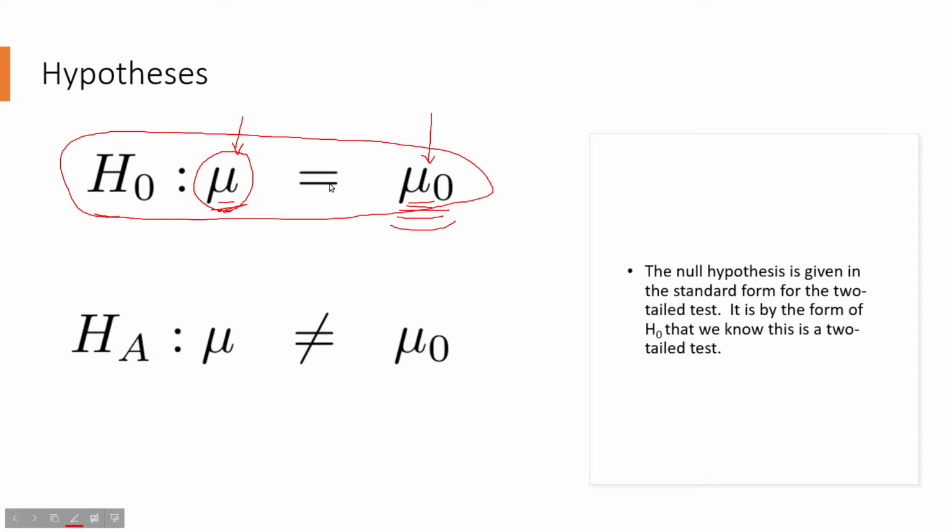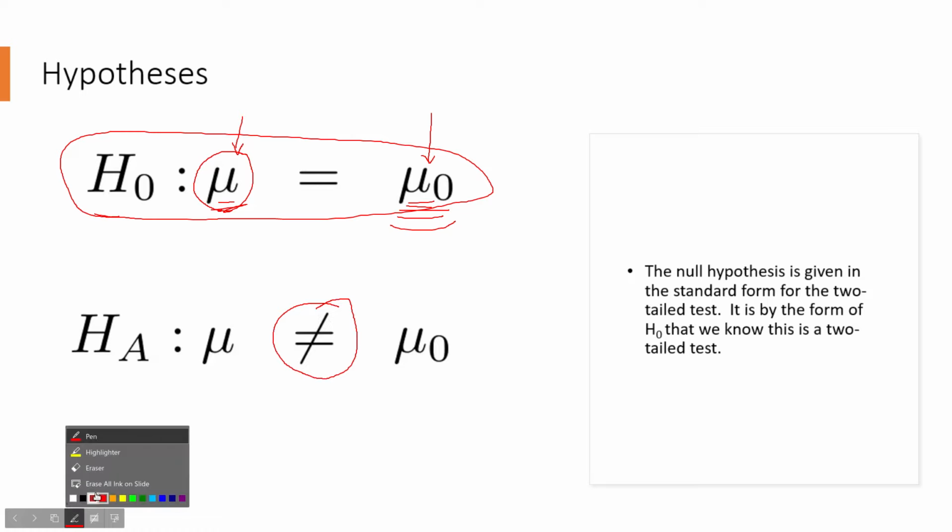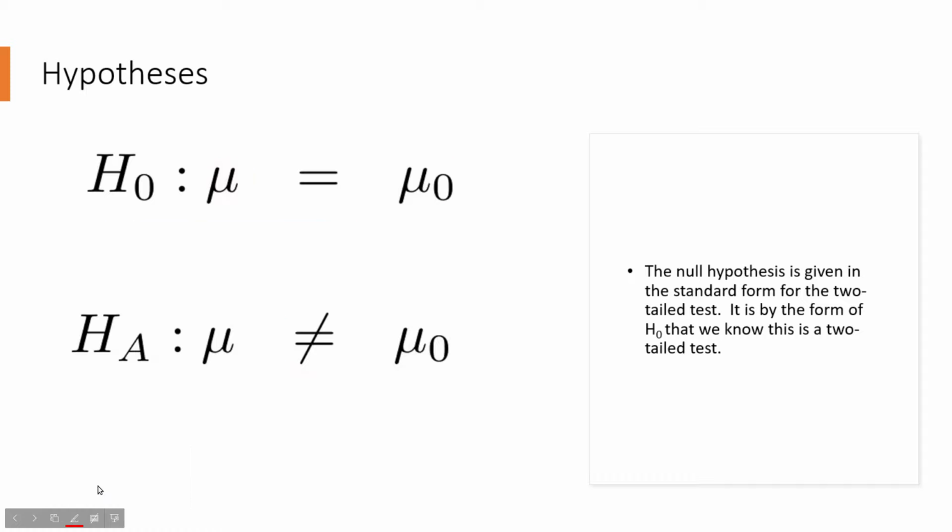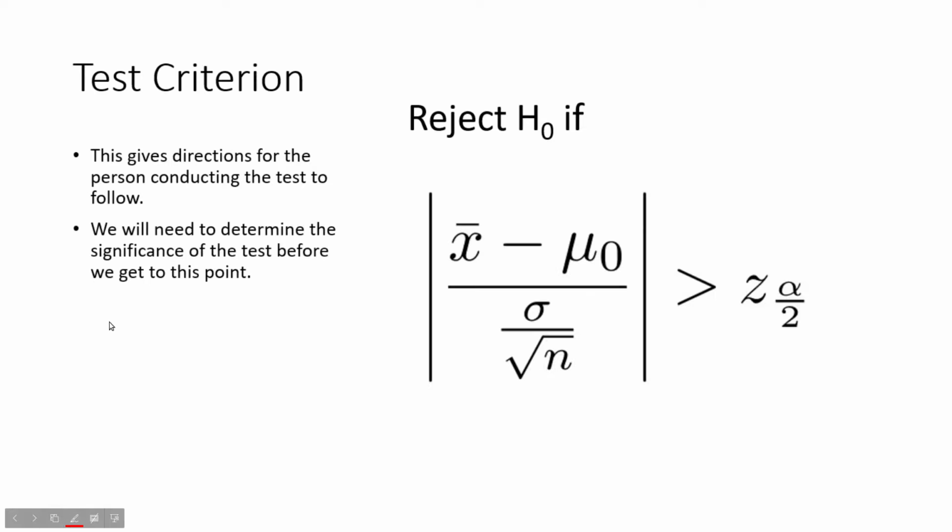Okay. Now, once you have your null hypothesis set, your alternative hypothesis is just a logical negation of it. For a two-tailed test, the logical negation of equal is not equal. So getting from your null hypothesis to your alternative hypothesis is never going to be a problem.